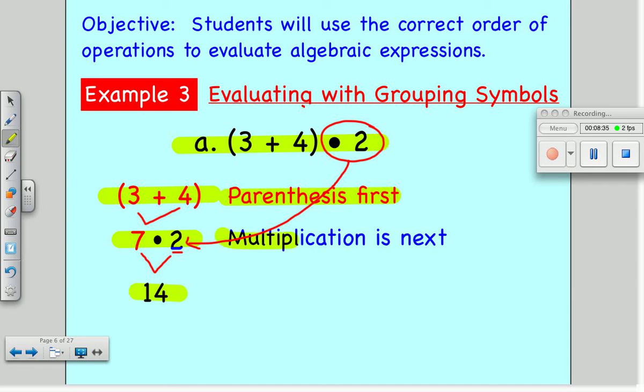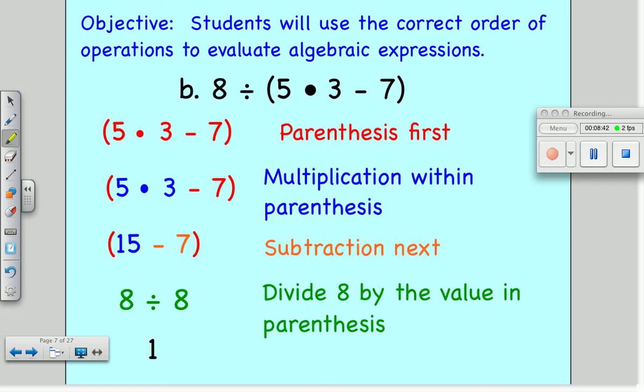Letter B. What do we have here? We have division, we have multiplication, we have subtraction, and we have parentheses. So what do we do first? The division, the multiplication, the subtraction, the parentheses. If you're looking back at screen 1, your order of operations, or your notes, your vocabulary, the order of operations says that parentheses first.